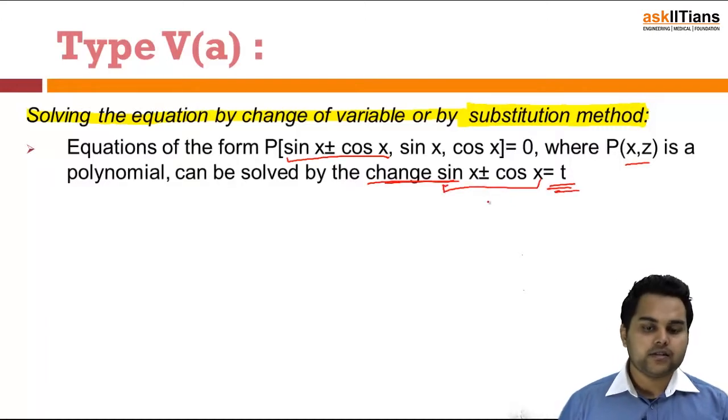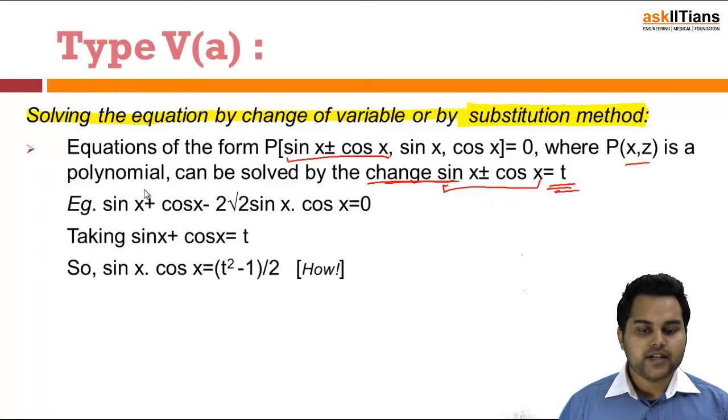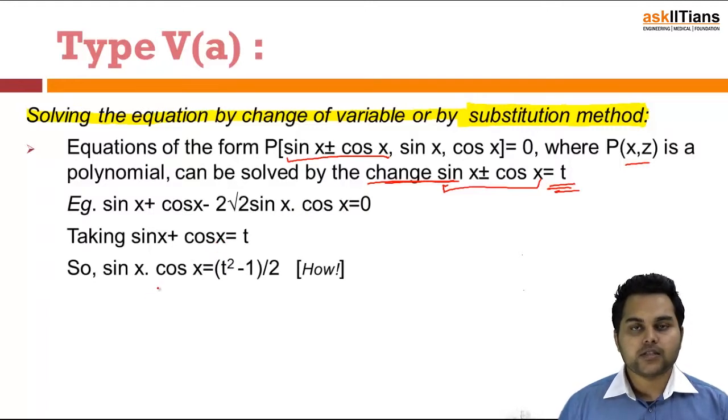Why would I do that? The reason is sin x plus cos x. Let's take an example: sin x plus cos x minus 2 root 2 sin x cos x is equal to 0. So sin x plus cos x when taken as t would give me sin x into cos x, the product of the two trigonometric ratios involved in this equation itself, in terms of t, that is t square minus 1 over 2.